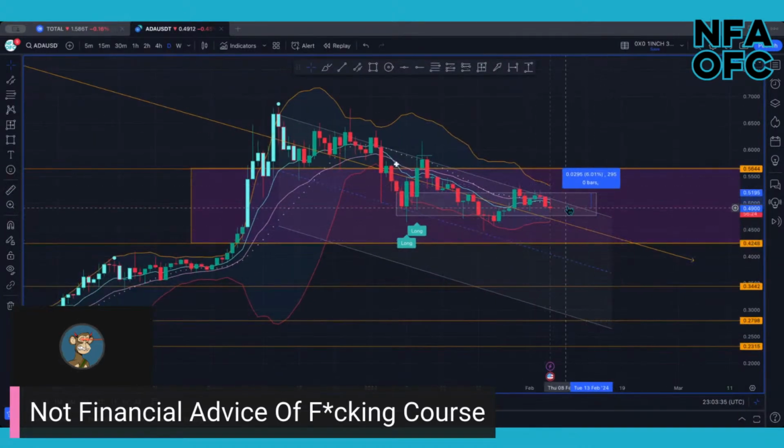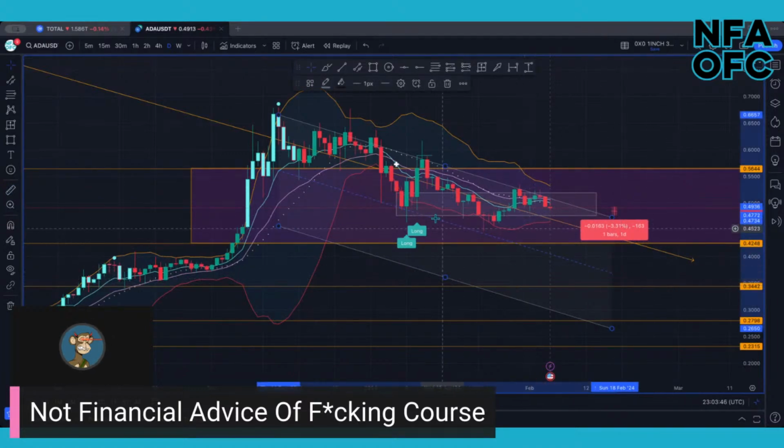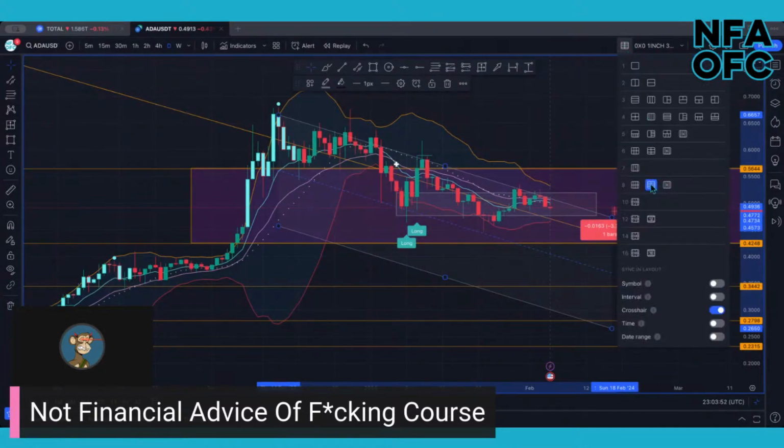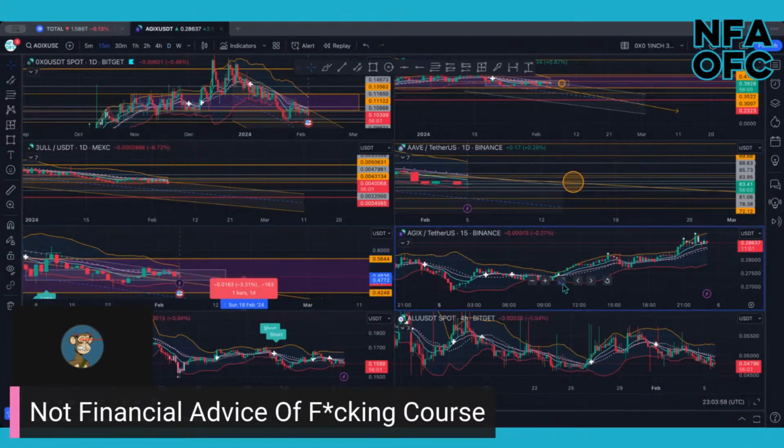We know it has some downward action. So if we were to do the exact same thing, go from current price down to there, we could be looking at a loss of 3. I'm not a massive Cardano fan because I do find it fairly slow. So personally, I'm not putting it in my journal. Now we're on to AGIX.